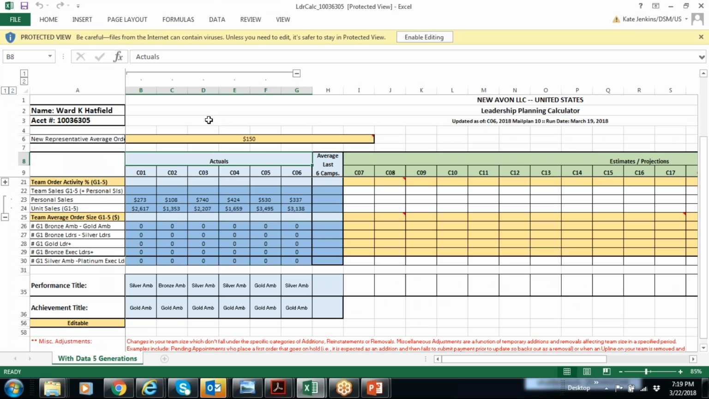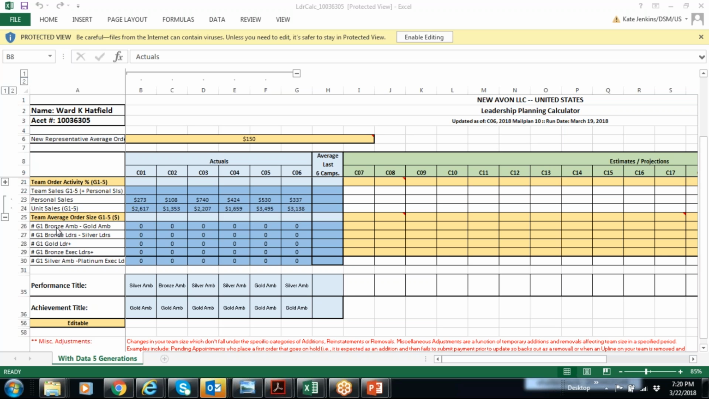There it is. Okay. Here you are. Now, it has your information already in here from campaigns 1 through 6, as you can see. It shows your personal sales, your unit sales, which is your first 5 generations. Your C5 and C6 sales look excellent, closer to Gold Ambassador than Silver.